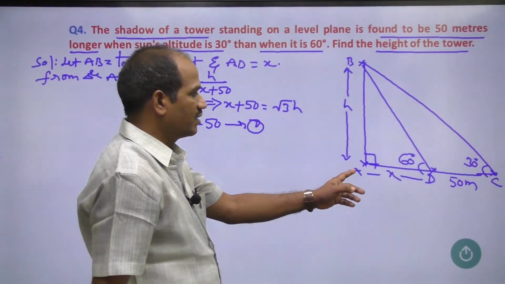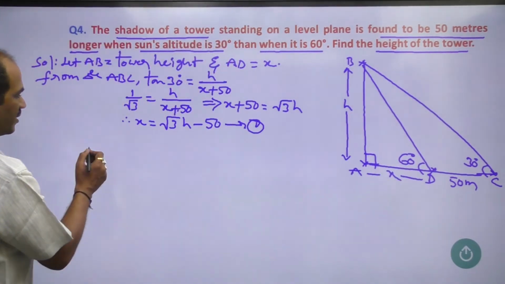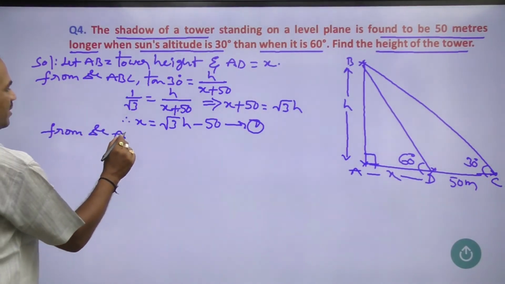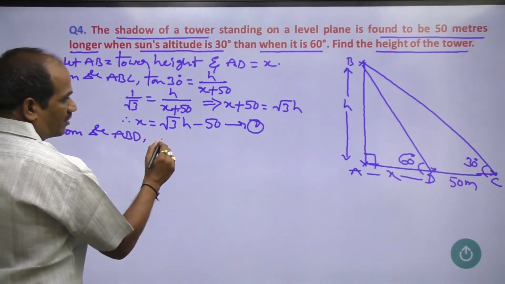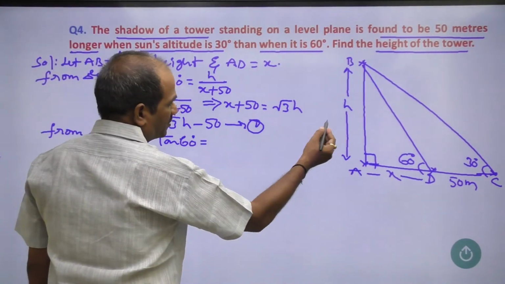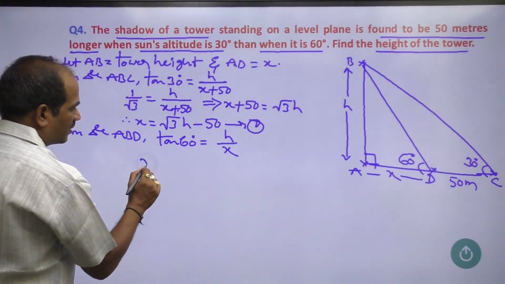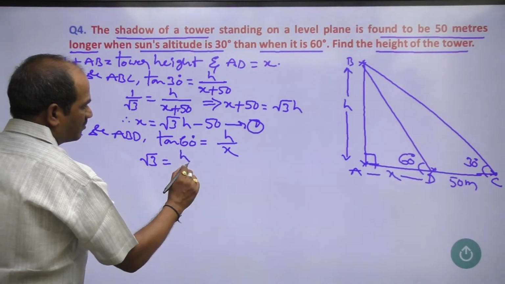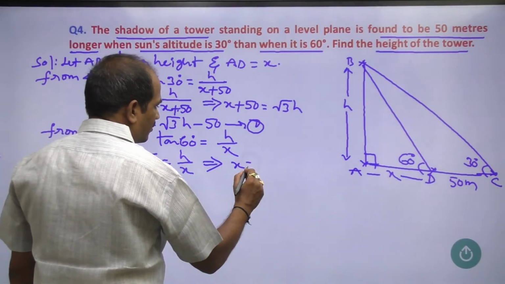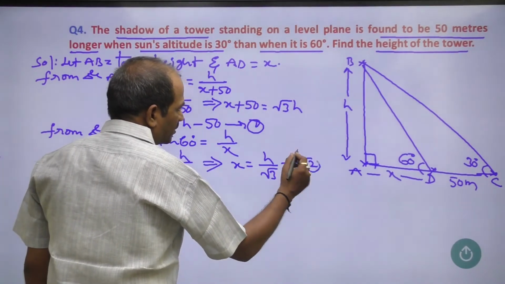Next, see the second triangle, triangle ABD. From triangle ABD, tan of 60 degrees is equal to opposite side h by adjacent side x. Tan 60 value is root of 3. So root of 3 is equal to h by x. That implies x is equal to h by root 3. That is equation number 2.